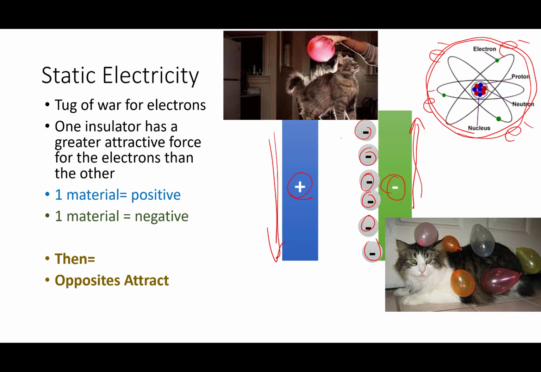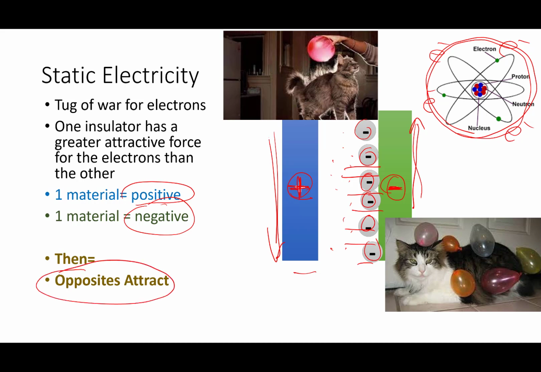The electrons that are loosened between the two materials have a greater pull or attraction to one material than the other. And that leaves one material with a slightly negative charge and the other material with a more positive charge. Once that occurs, you have that positive and negative, and in electricity, opposites attract.